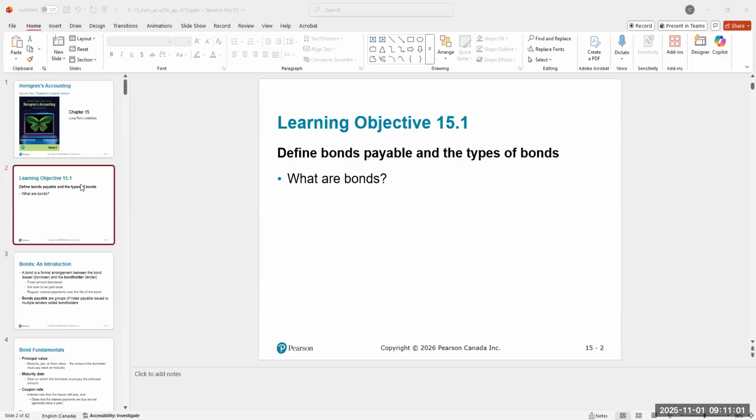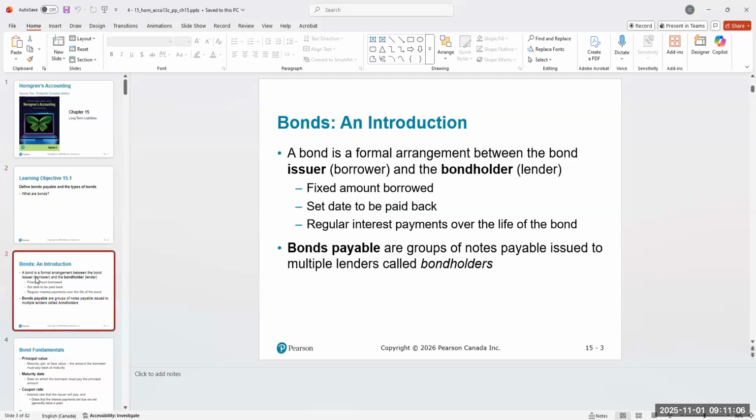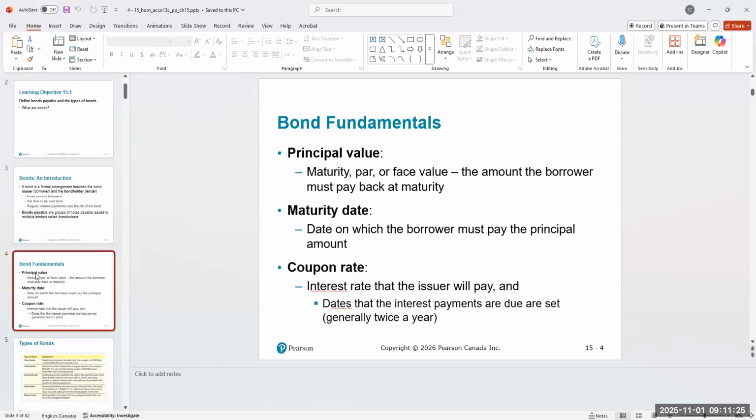Okay, let's repeat again quickly on chapter 15, the bonds. Why does the company want to issue bonds? Because they want to borrow money for a long period of time, and in the meantime, they have to pay interest for the money that they borrow. Bonds are a very secure type of loan backed with a contract.